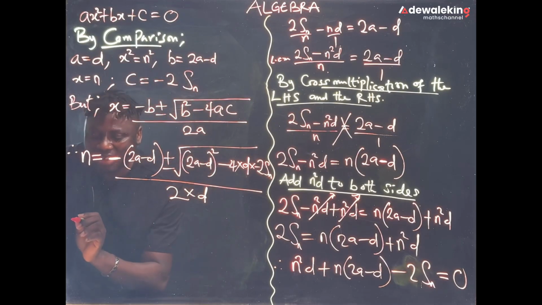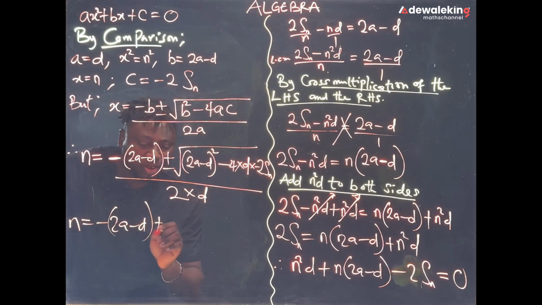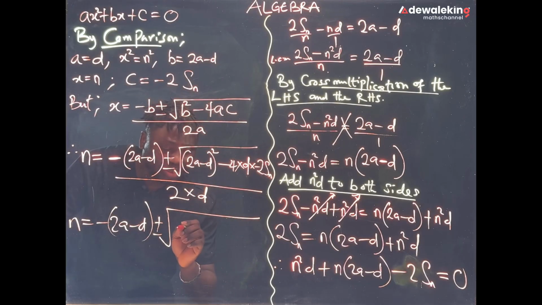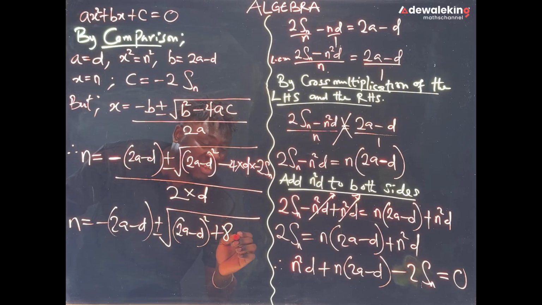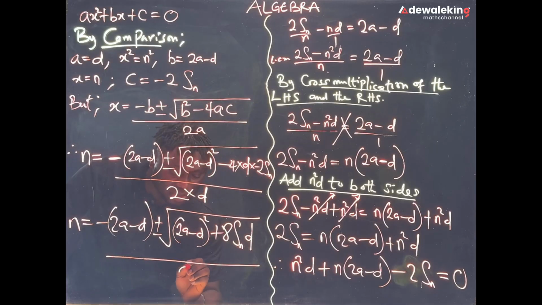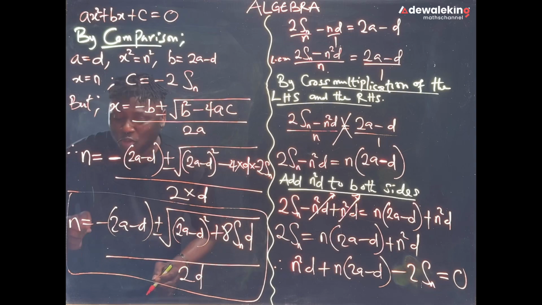So the final answer will say minus bracket 2a minus d plus or minus the square root of 2a minus d all squared. Minus times minus is plus, and 4 times 2 is 8. So this will be plus 8S subscript n d, because we want to multiply this to this, we have S subscript n d, all over 2d. And this will be the solution of making n the subject of the formula.